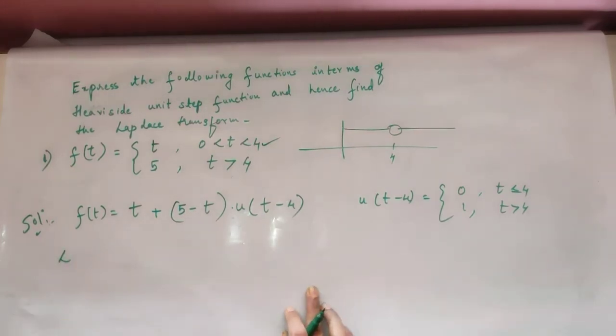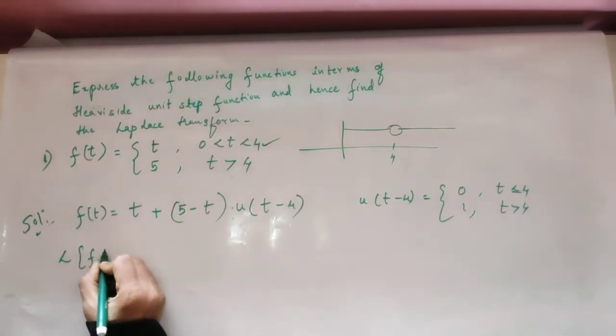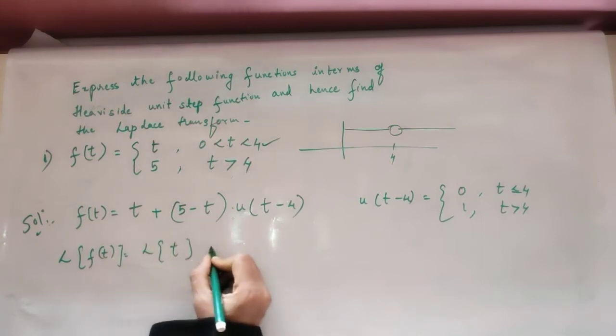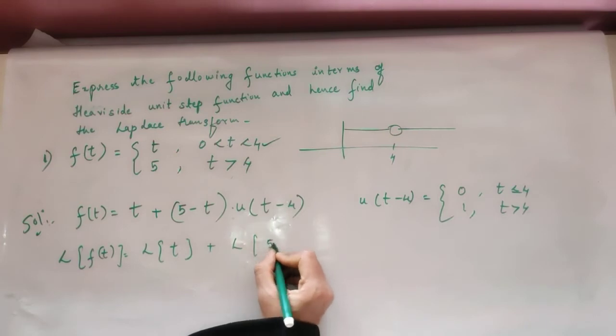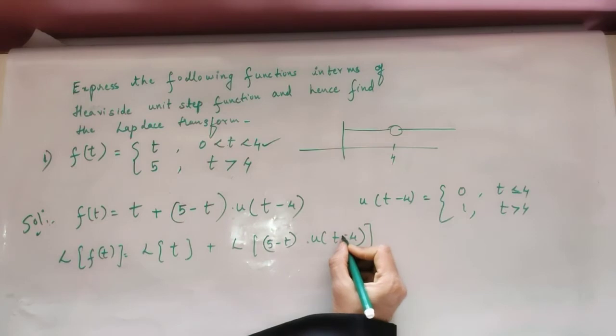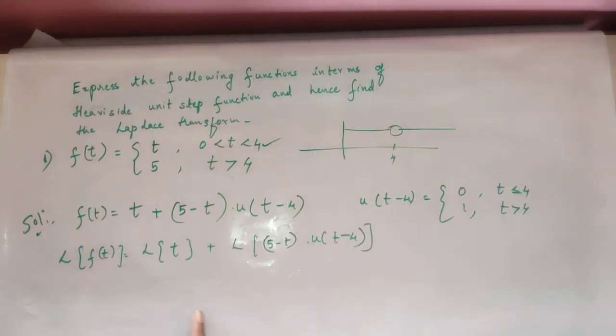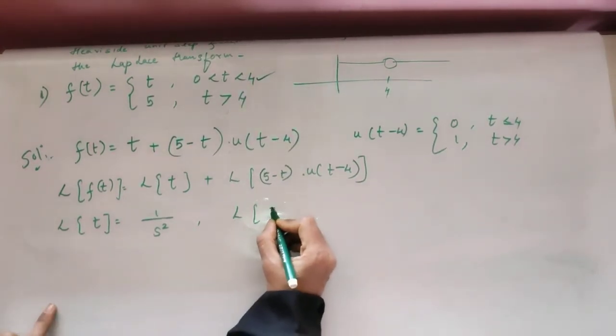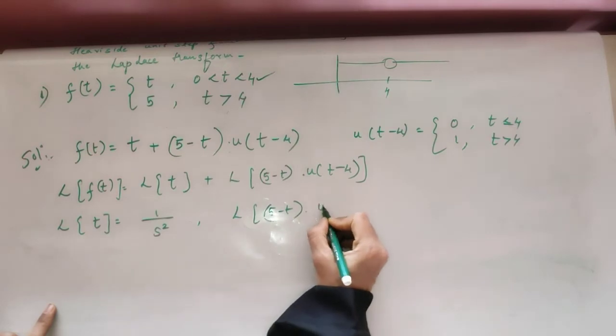The next target is what? Finding the Laplace transform of f of t. Yes. So the Laplace transform of f of t is L of t first, plus the L of 5 minus t into u of t minus 4. It comes like this. Now first let us work for L of t. The Laplace transform of t is 1 divided by s square, right? Similarly, now we have to work for the Laplace transform of 5 minus t into u of t minus 4.